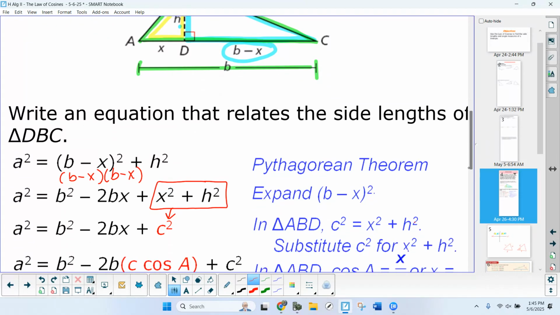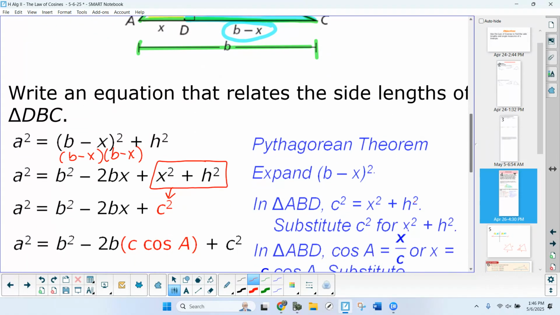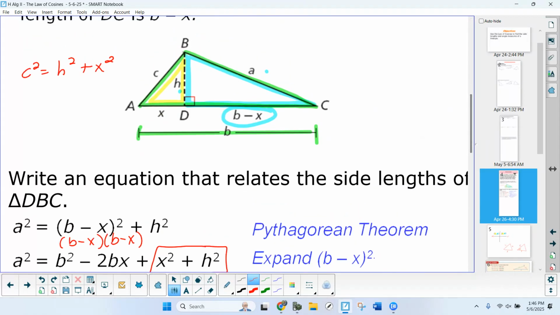Okay, and then they said, still looking at that yellow triangle, I can say the cosine of angle A. Cosine is the what over what? Opposite over hypotenuse. No, adjacent over hypotenuse. Which one's adjacent? What's your hypotenuse? C. Okay, how do you solve that for x? Multiply by c. So c times the cosine of A equals what? X.